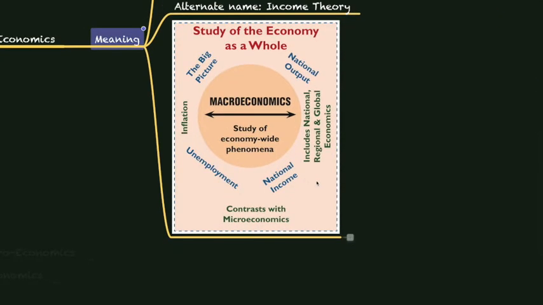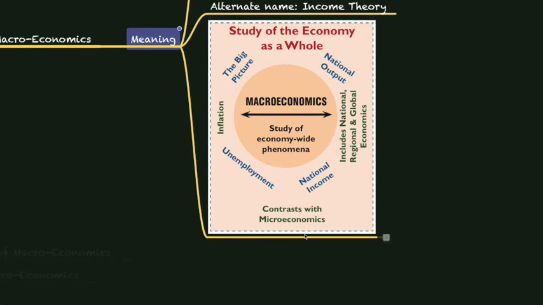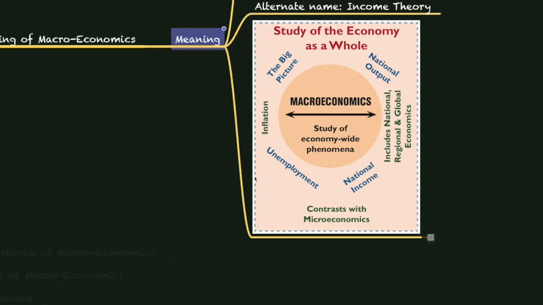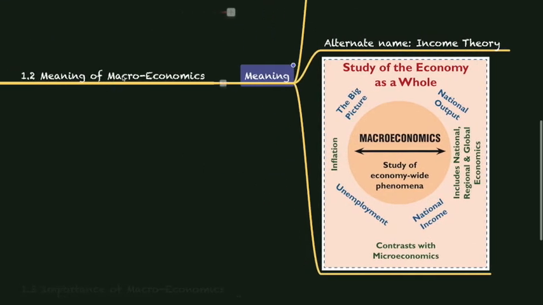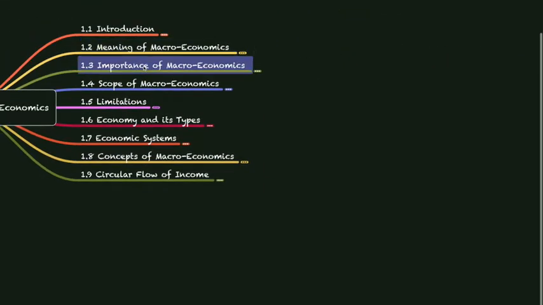If you see in this image, we can see macroeconomics is the study of economy-wide phenomena. It includes national income, unemployment, inflation, national output, and includes national, regional, and global economics. And if you see, microeconomics is at the bottom. That is, it only deals with individual units inside an economy. It doesn't relate between different economic units in microeconomics.